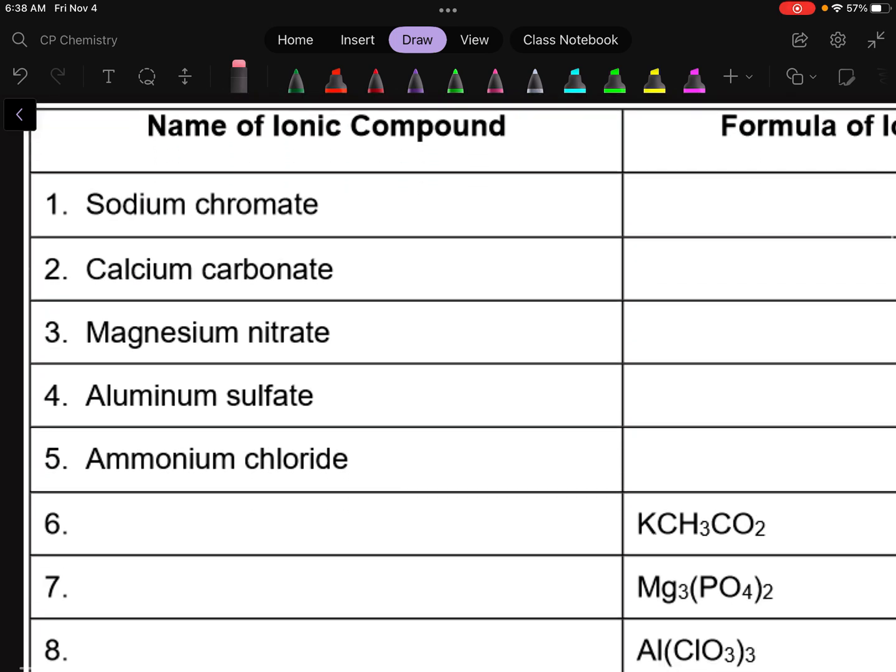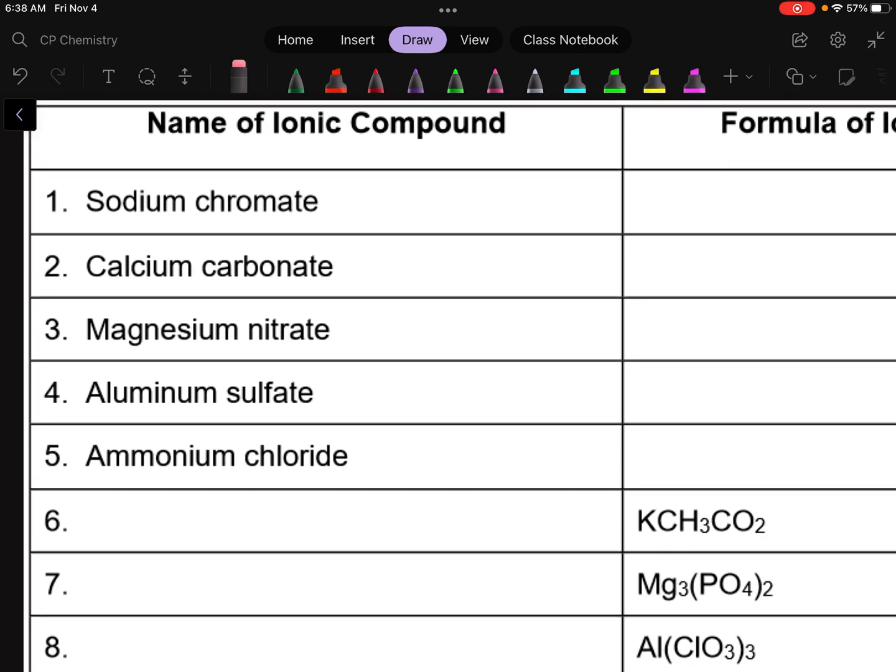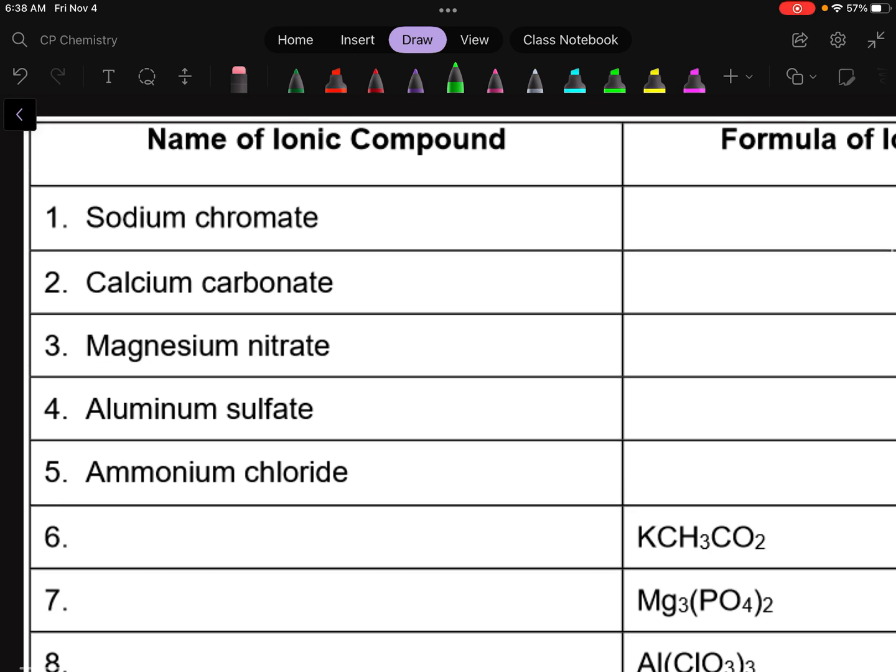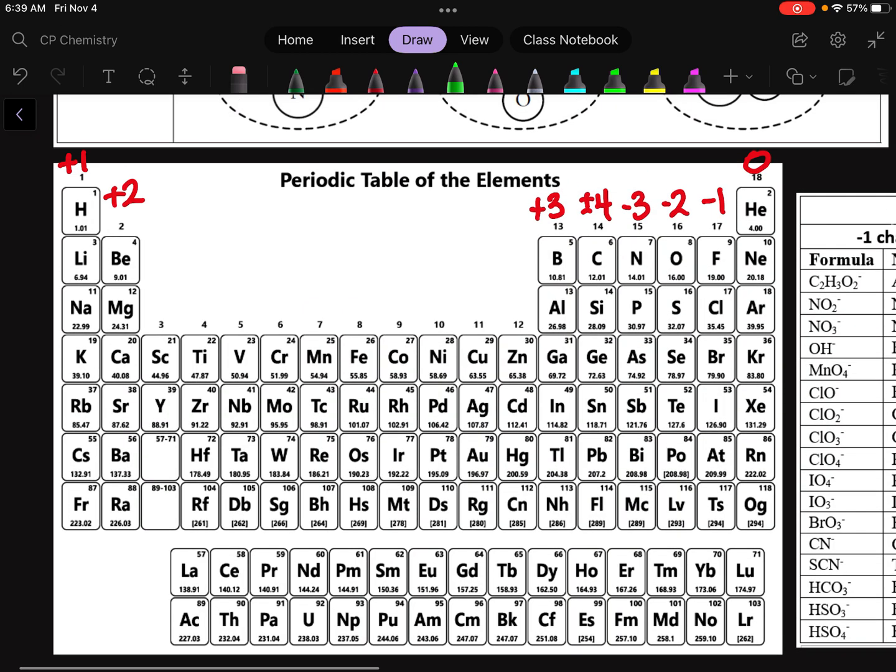So when naming ionic compounds that have polyatomic ions in them, we're going to do the same thing we did with binary. We're going to use their charges and figure out how many of each we're going to need to make a neutral compound. So sodium chromate, sodium is our metal. Chromate is not a nonmetal, it's actually a polyatomic ion. So we've got to find sodium on the periodic table, it's right here.